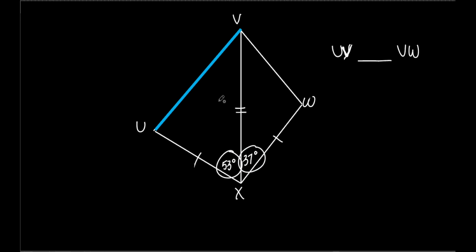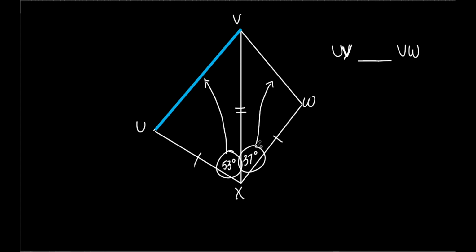Agreed? So where do we look? We look at the side that's across from that angle. All right? So if this is a bigger angle, then this side has got to be a bigger side than this. Everybody see that? So if this angle is bigger than this angle, then the side opposite the big angle is bigger than the side opposite the small angle.